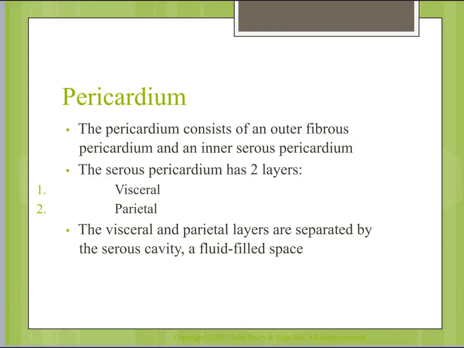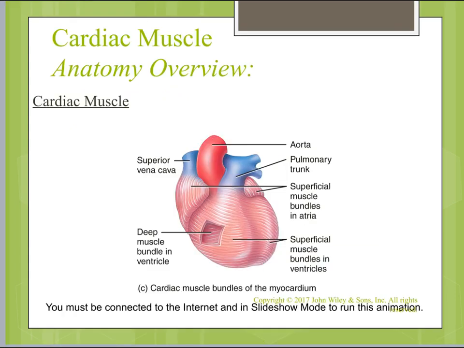So in elaboration, the pericardium consists of an outer fibrous pericardium and an inner serous pericardium. There's our 2 layers, the visceral and the parietal, and they're separated by a fluid-filled space. When we look at the arrangement of the heart and the cardiac muscle, we see that it is arranged in bundles. So these cardiac muscle bundles that form the myocardium. Again, myo meaning muscle, cardium meaning heart.